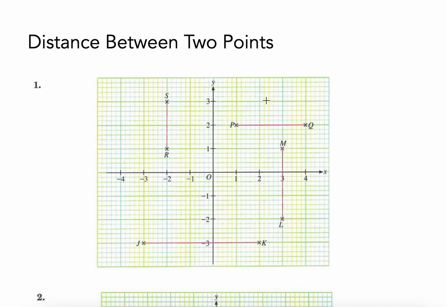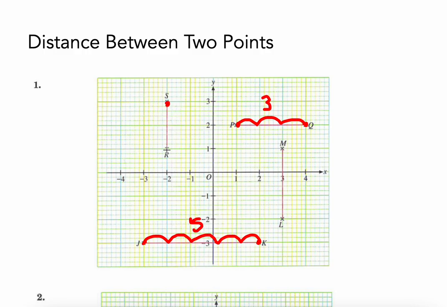If you are given a horizontal or vertical line on a coordinate graph, you would simply figure out how many units those 2 points are away from each other. So for instance, the distance between P and Q would be 1, 2, and 3 units away from each other. Distance between J and K, 1, 2, 3, 4, 5 units away from each other.